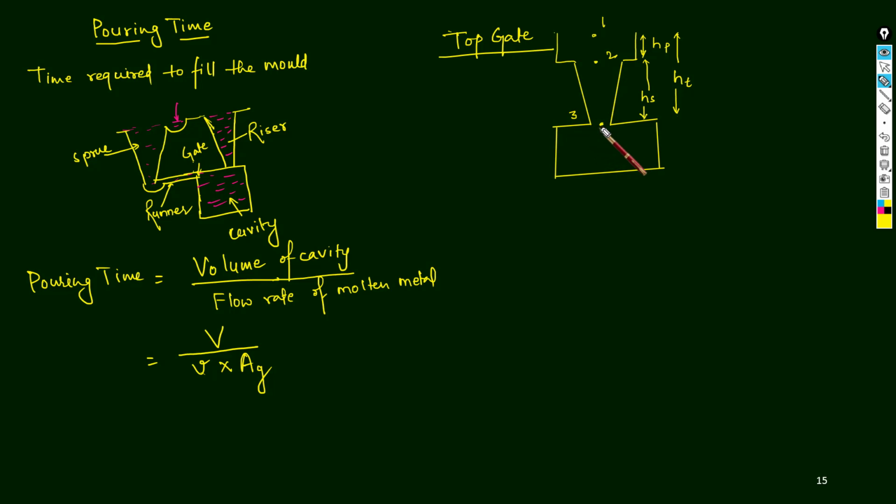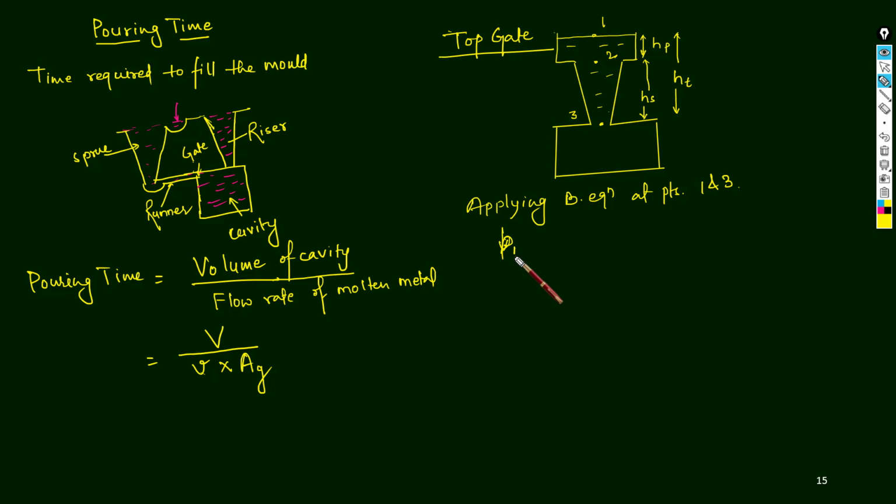We have to calculate the velocity at point 3, and the molten metal is filled up to point 1. This is all molten metal. So can we calculate the velocity at point 3? We have to use Bernoulli's equation. So, applying Bernoulli's equation at points 1 and 3, can you write the Bernoulli's equation?